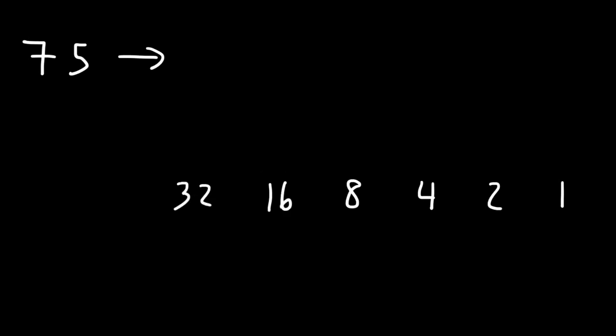2 to the fifth power is 32. 2 to the sixth power is 64. 2 to the seventh power is 128. Now we don't need to go further because that exceeds 75.